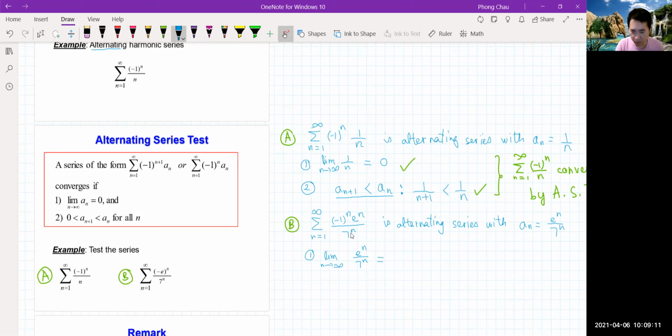Well, it's not clear if you leave it that way, because when n goes to infinity, e to the n goes to infinity. The denominator, 7 to the n, also goes to infinity. So the numerator is getting bigger and bigger, and the denominator is also getting bigger and bigger. So what's the ratio approaching? Well, we don't know.